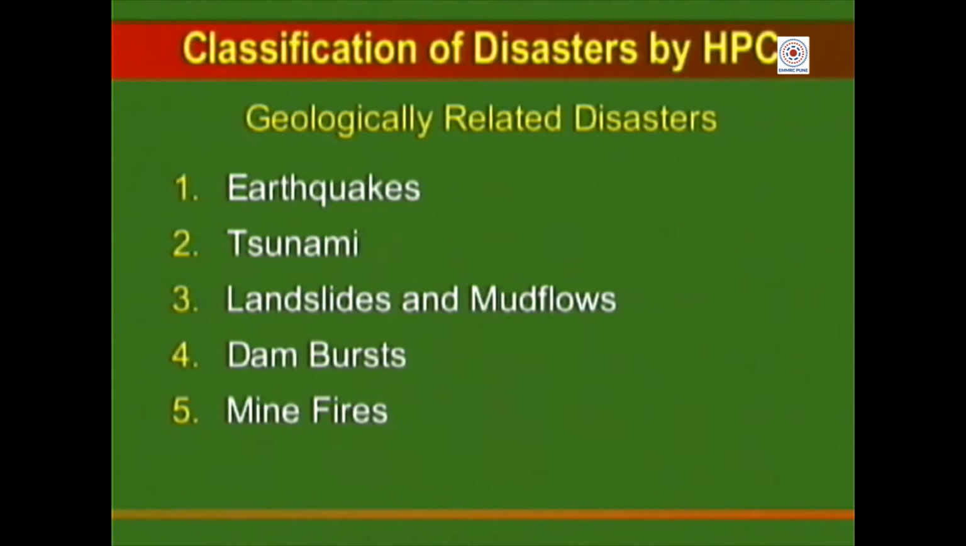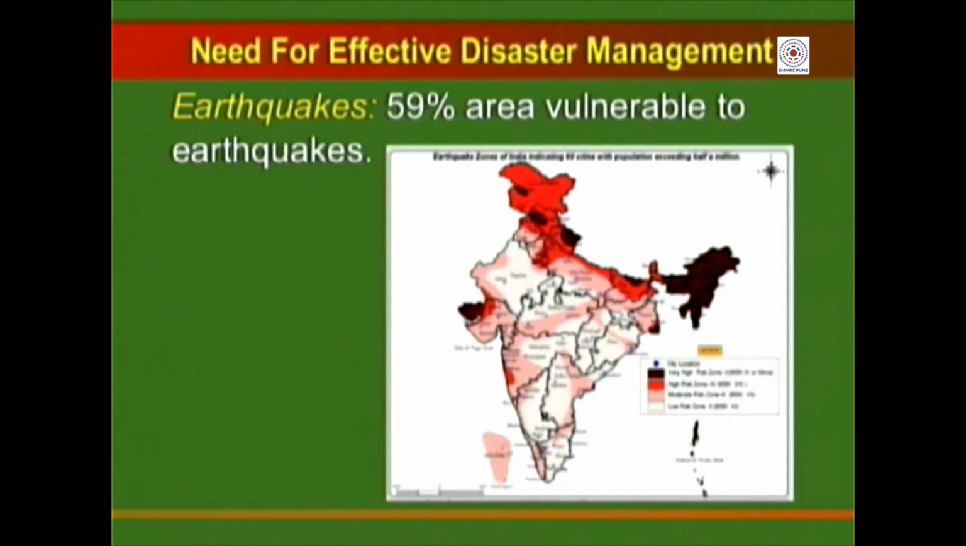Now, let us have a look at the different types of geological hazards, what the causes are, how they impact our community, and what the basic mitigation strategies are. India earthquake: you can see that India has 59% of its area prone to moderate to very high seismic risk.